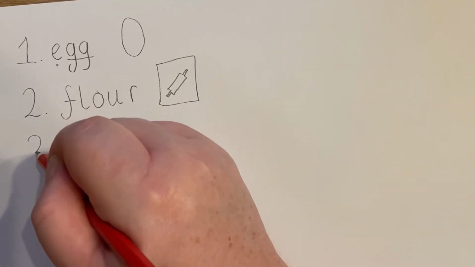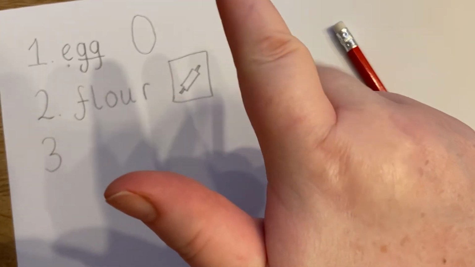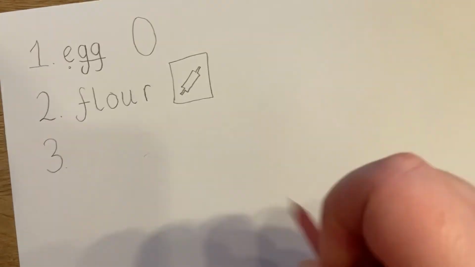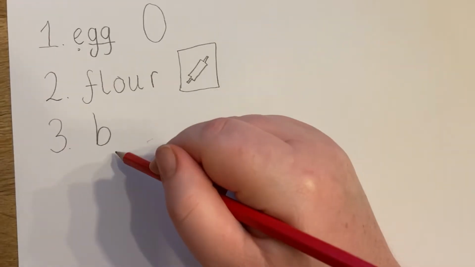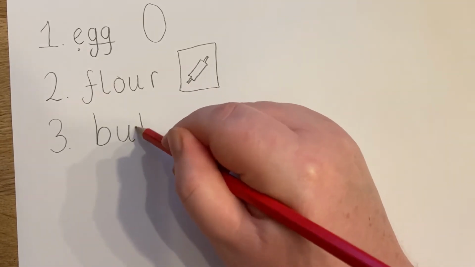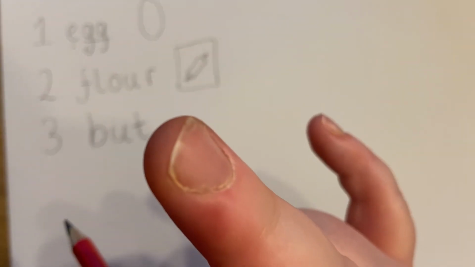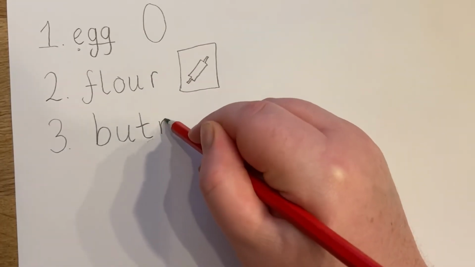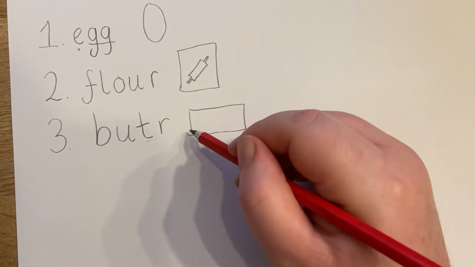And the third ingredient that I'm going to use is butter. So let's sound that out. Okay, so again, I'm going to pretend that I'm a child and what I hear, that's what I'm going to write. So, t. What's my last sound? B, t. Butter. And then I'm going to draw my picture of my butter.